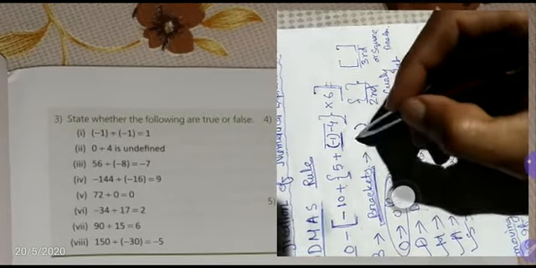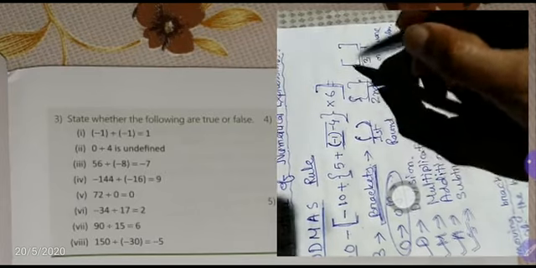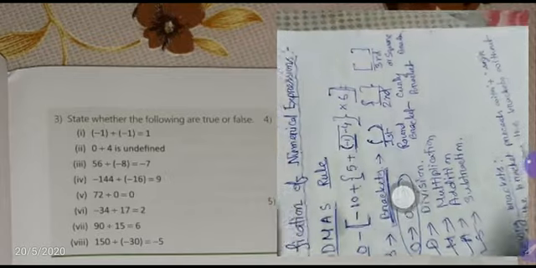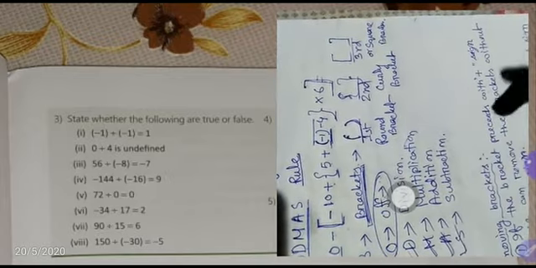First we do the work inside this bracket. After that we do the work inside this bracket. At last we do the work inside this bracket. After that we do division, then multiplication, then addition and subtraction.